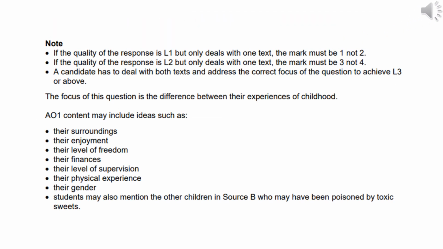Other things you can write about in this question include their surroundings, their enjoyment, their level of freedom, their finances, their level of supervision, their physical experience, their gender. And students may also mention other children in source B who may have been poisoned by toxic sweets, which of course would have been an experience of childhood.